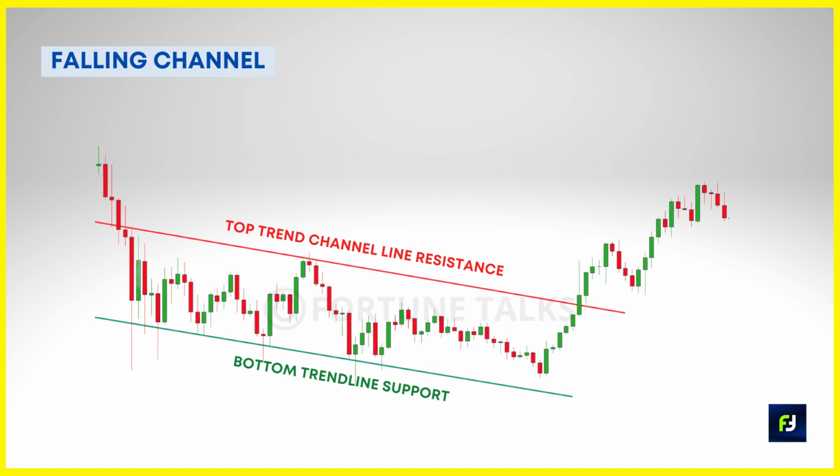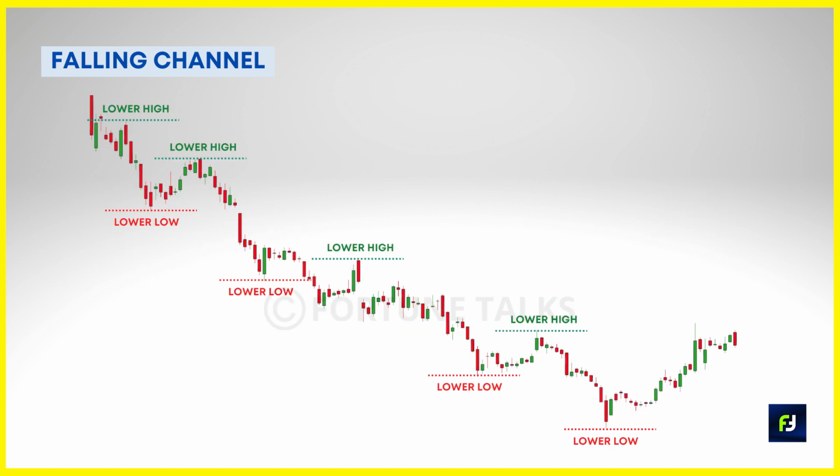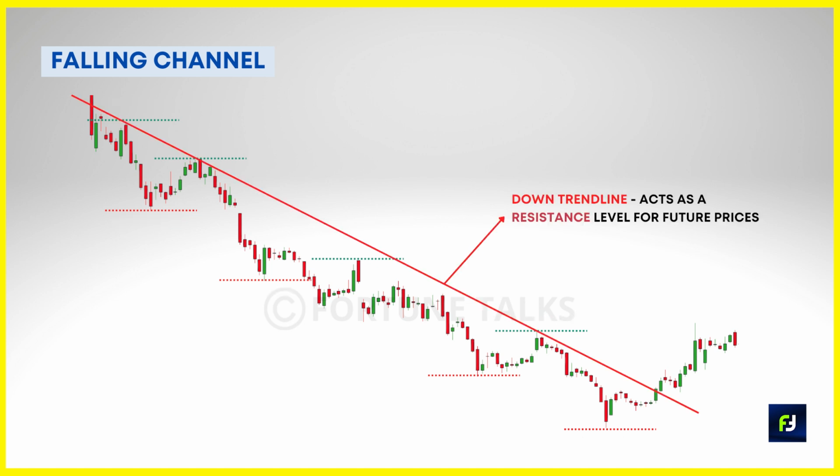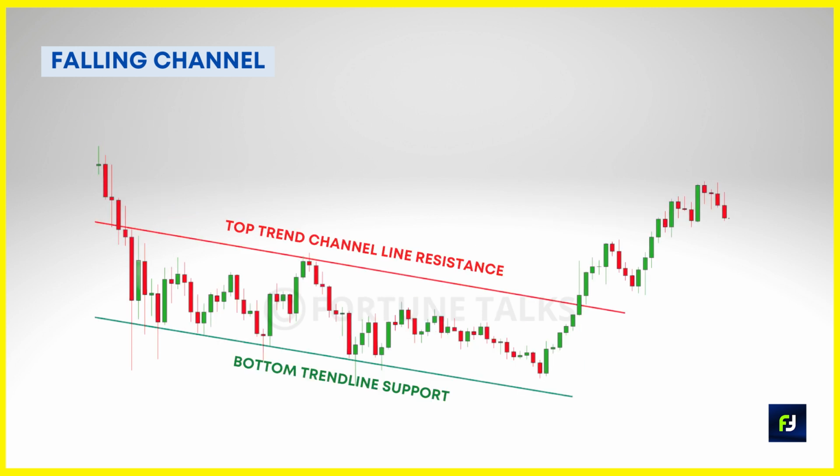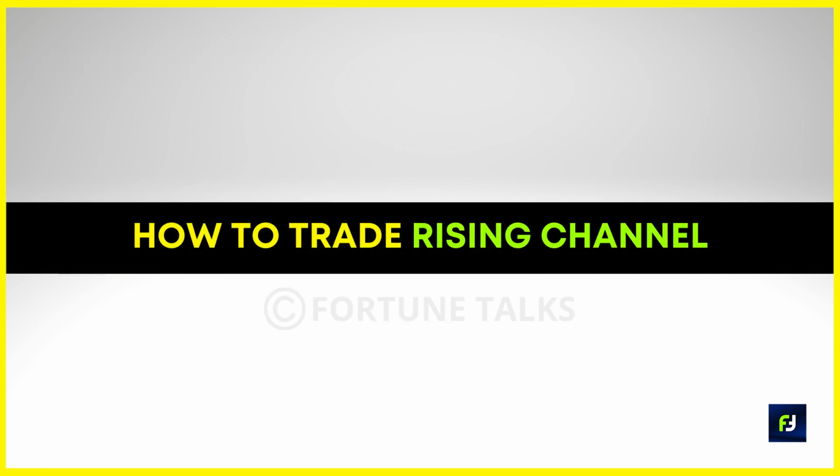Let's now talk about the falling channel pattern. The existing trend is a downtrend with lower highs and lower lows. By connecting all the lower highs together, you will get a downtrend line, which will act as a resistance level for the future price movements. On the other hand, if you connect all the lower lows, you will get a trend channel line, which will function as a support level for prices. Also keep in mind that the slopes of both these lines should be almost equal, or in simple terms, the lines should be parallel. Now let's talk about how to trade a rising channel pattern.